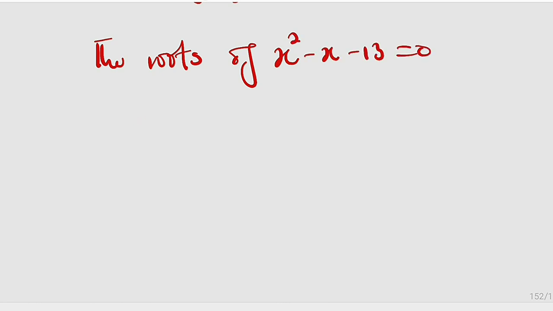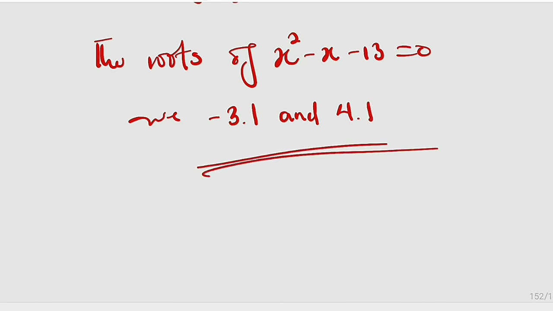So we can clearly say that the roots of x squared minus x minus 13 equal to 0 are negative 3.1 and 4.1 approximately. These are the roots.